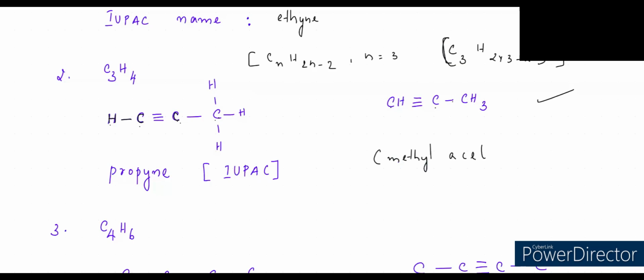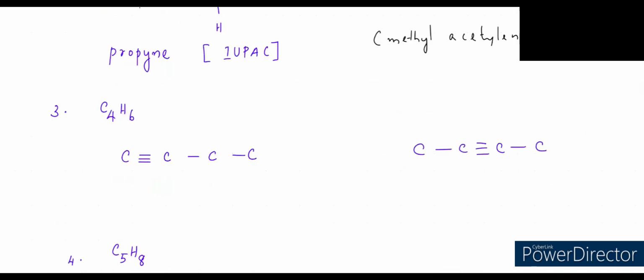Moving on to the third example, C4H6. Once again, CnH2n minus 2. So C4H, 2 into 4 minus 2, that is C4H6. That's how the formula of the third member is C4H6. Now, how do we write the structural formula?